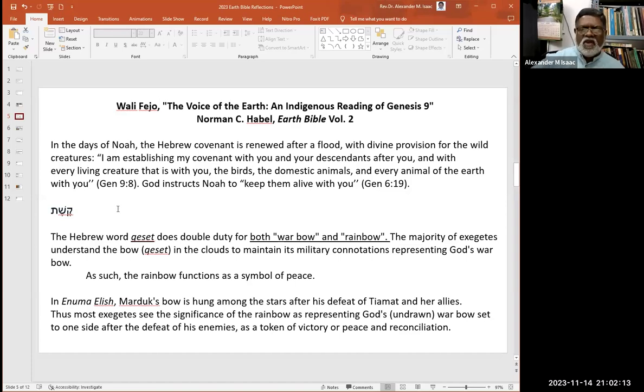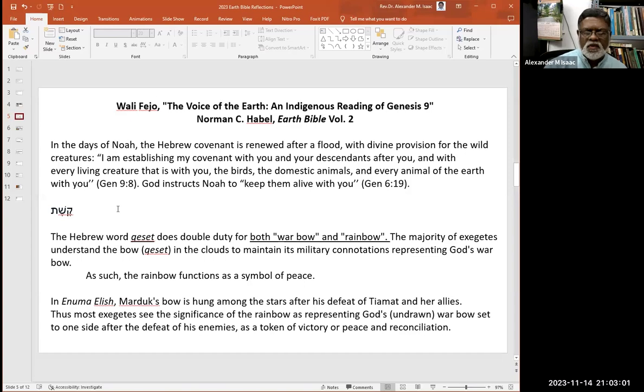For example, we are familiar with the war bow because in the olden days, there was good artillery for the army. A bow and arrow would be used. That is called war bow and rainbow. The majority of exegetes of this passage in Genesis chapter 9 understand the bow, qeshet, in the clouds to maintain its military connotations, representing God's war bow. As such, the rainbow functions as a symbol of peace.